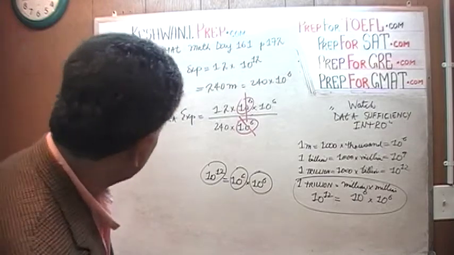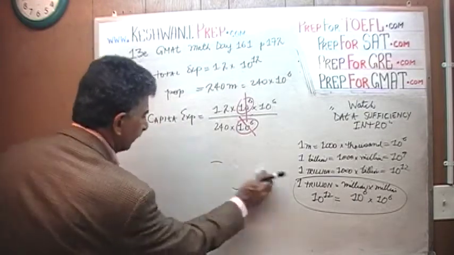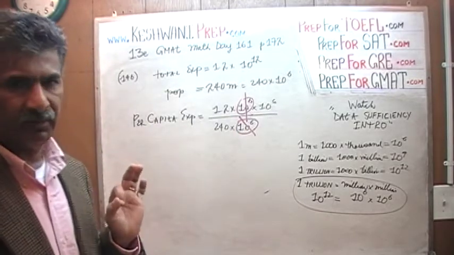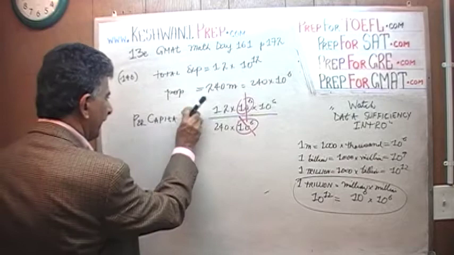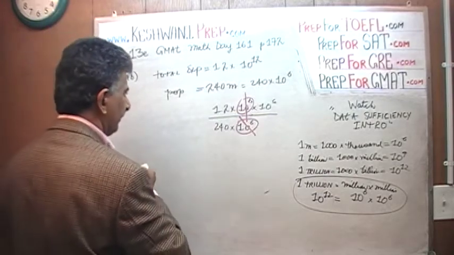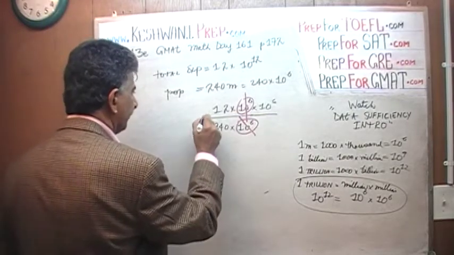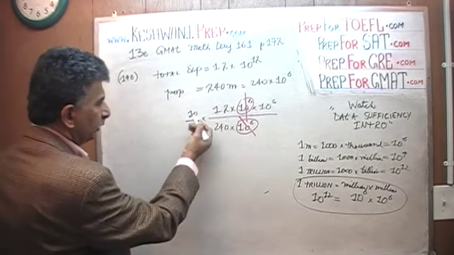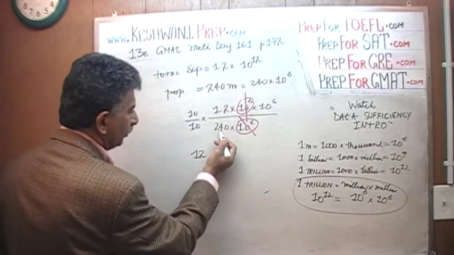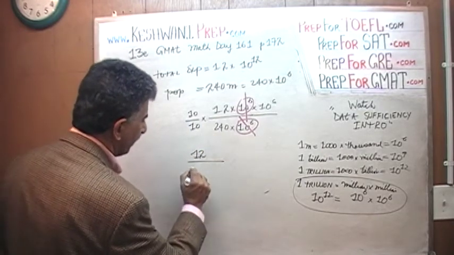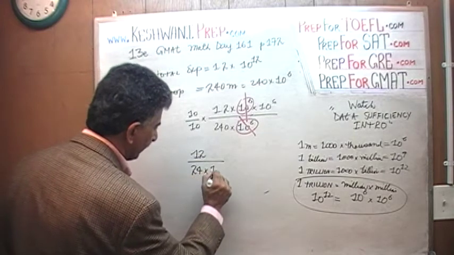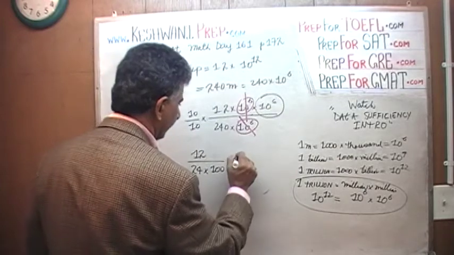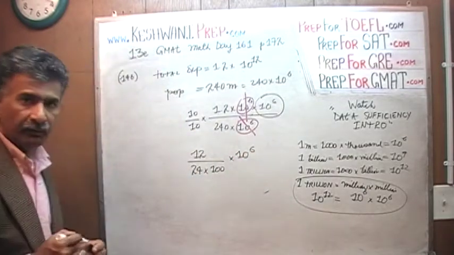The next thing we're going to do here is that I see 1.2. I don't like 1.2. I don't like dealing with decimals. Somehow I want to get rid of it. So let's multiply the top and bottom by 10. So now 1.2 times 10 becomes 12, and 240 times 10 will become 2400, which I'm going to write as 24 times 100. And then don't forget we have this part, which is 10 to the 6th. You with me so far?